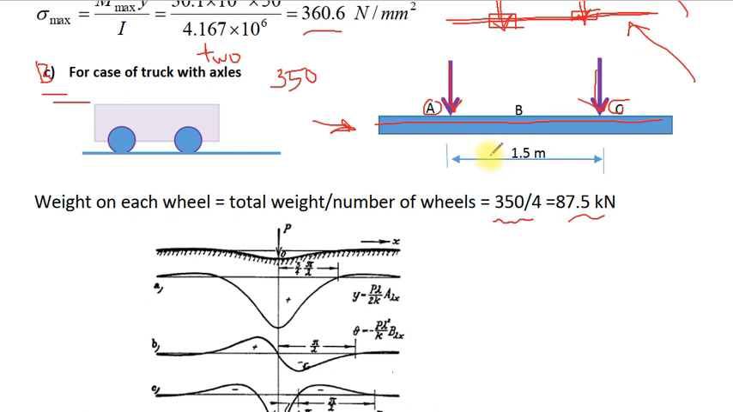The maximum deflection is under the force, as we know from the typical deflection curve of a beam subjected to a concentrated load. The maximum deflection occurs directly under the force P. This is the maximum deflection. But since we have two forces, if we take each individually, maybe the deflection curve looks like this.